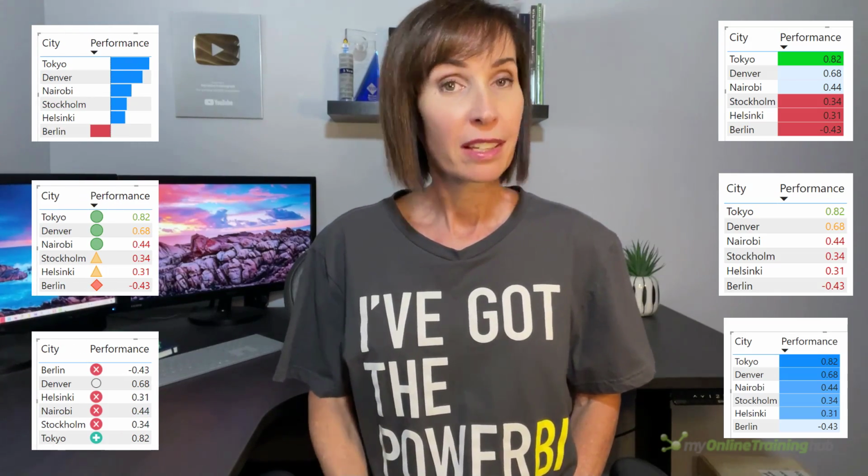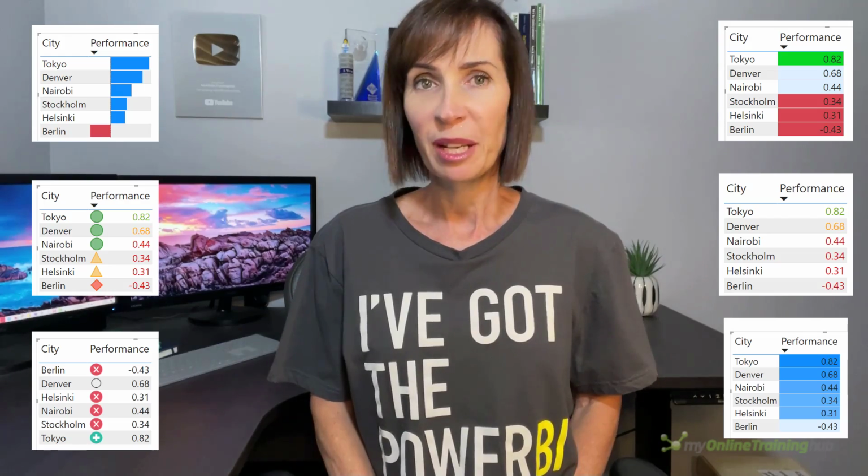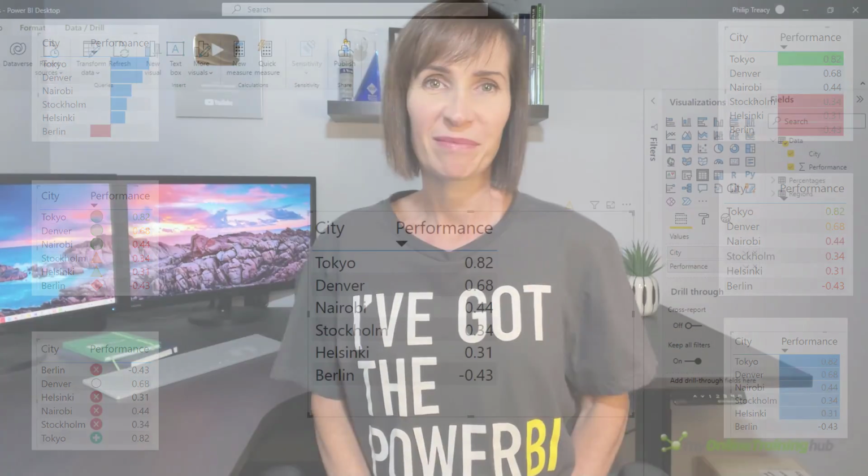In this video, Phil gives a thorough walkthrough on how to use conditional formatting in tables and matrices in Power BI Desktop, including using background and font colors, data bars, icons, including your own custom icons, as well as creating clickable hyperlinks. Let's take a look.